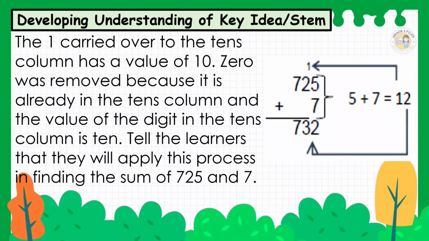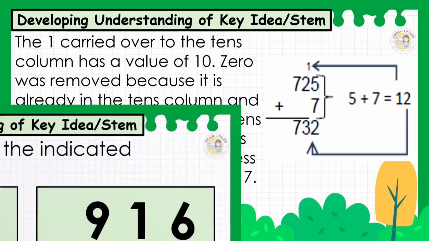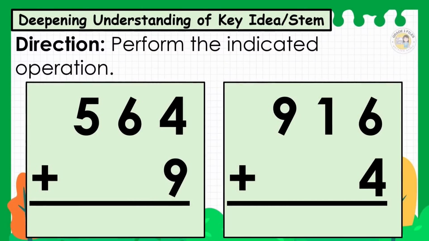The 1 carried over to the tens column has a value of 10. 0 was removed because it is already in the tens column and the value of the digit in the tens column is 10. Tell the learners that they will apply this process in finding the sum of 725 and 7. Now perform the indicated operation.